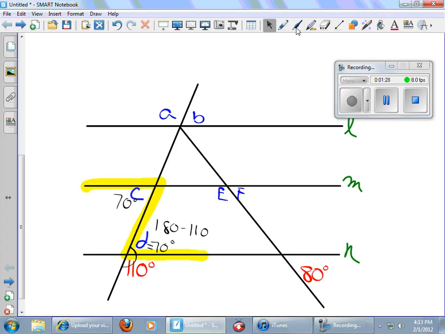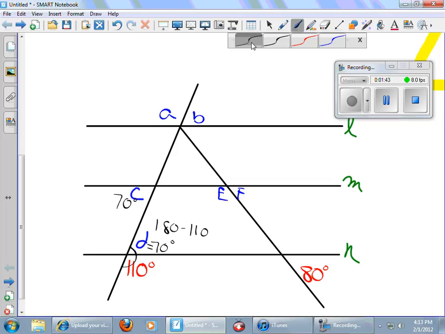Now, some of you are saying, oh, Mr. Lawrence, I can figure out A or B. I'm not going to figure those out yet. I'm going to show you another approach. It's not wrong to do it, but make sure you're stating why. C and D are both 70 because they're alternate interior.